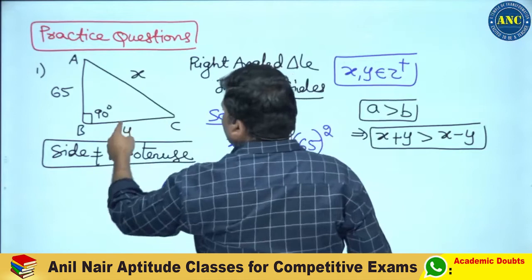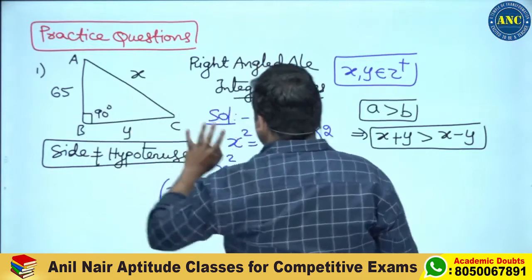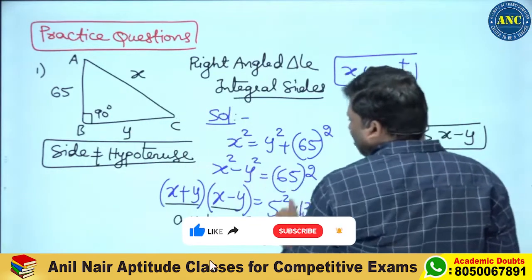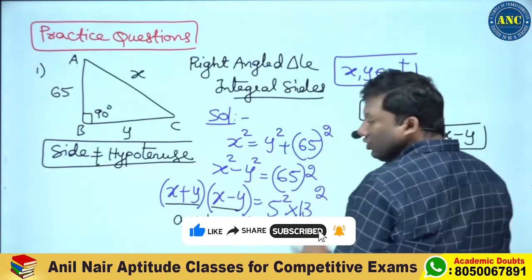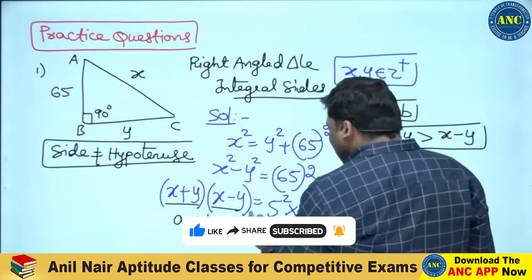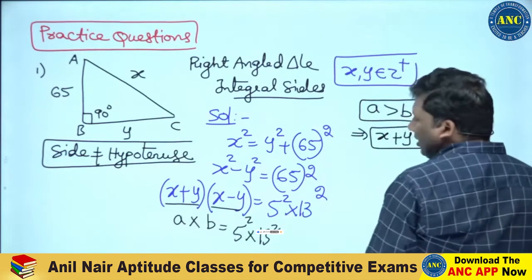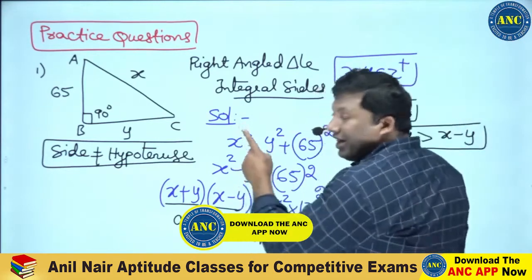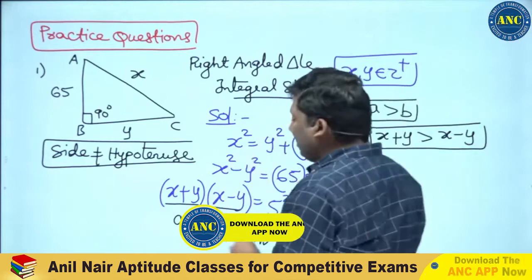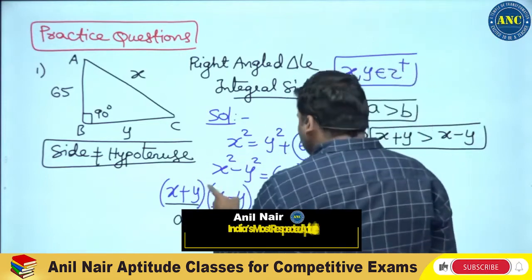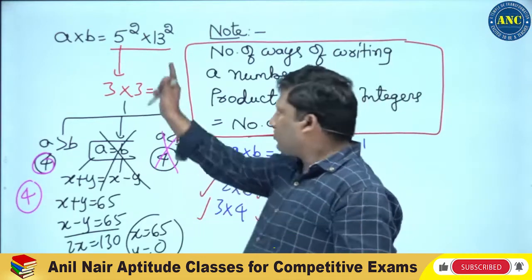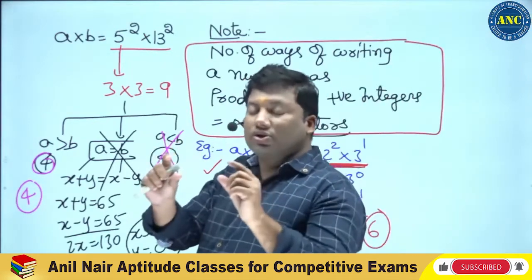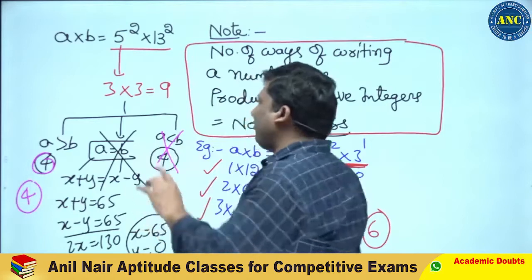x square plus y square is equal to 65 square minus y square. So x plus y into x minus y is 5 square into 13 square. A into B is 5 square into 13 square. Now, first thing is, they are sides. Sides are positive integers. The sum of two positive integers is always greater than the third one. So for 5 square into 13 square, the only thing you should know is how to find the number of factors.